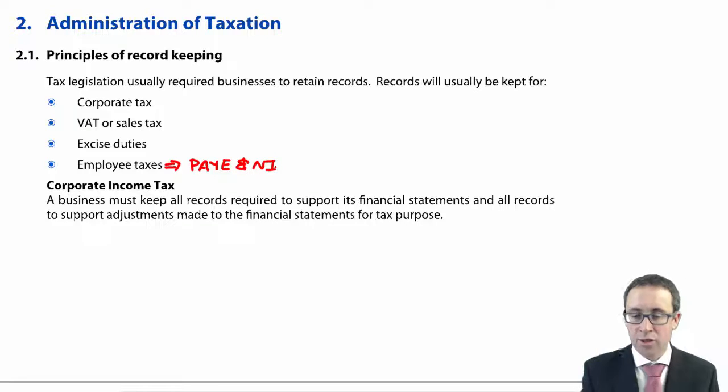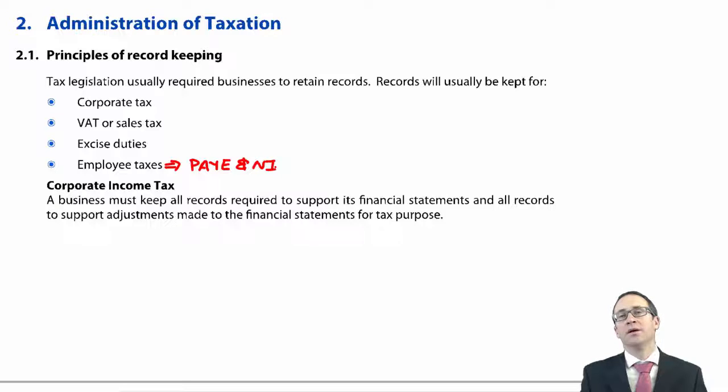So PAYE is pay as you earn, and NI is your national insurance. Both of those are deducted at source, if you like. You don't have to take the full amount of your salary or your wage and then pay the tax to the government. It's taken directly from your income.